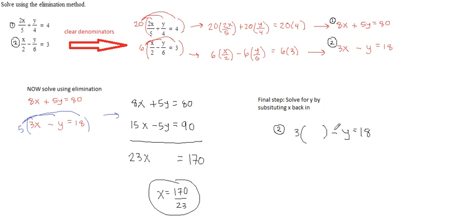In this problem we're asked to solve the system of equations using elimination, and we're starting way up here. It starts with some equations that have some fractions in them: 2x over 5 plus y over 4 equals 4, and x over 2 minus y over 6 equals 3.